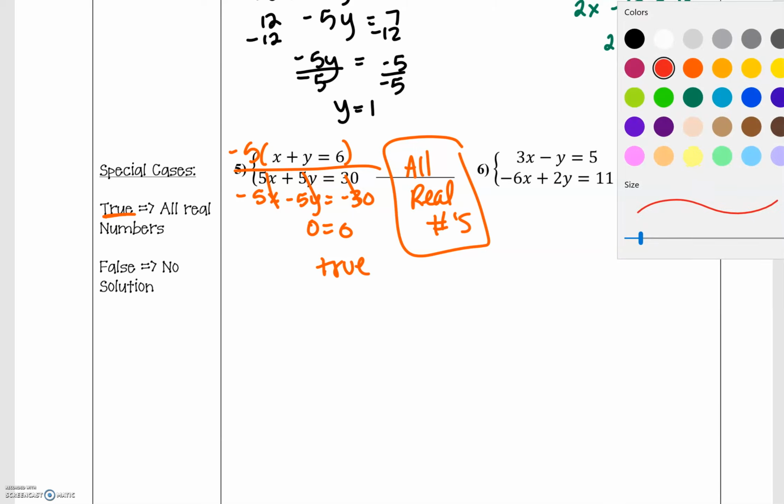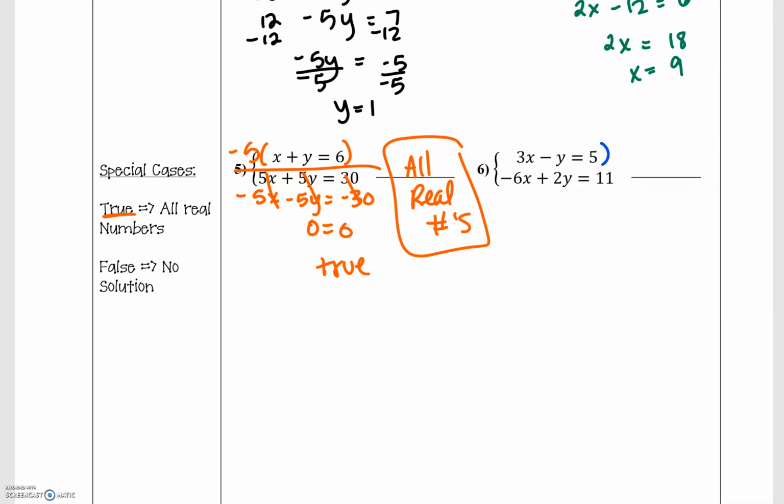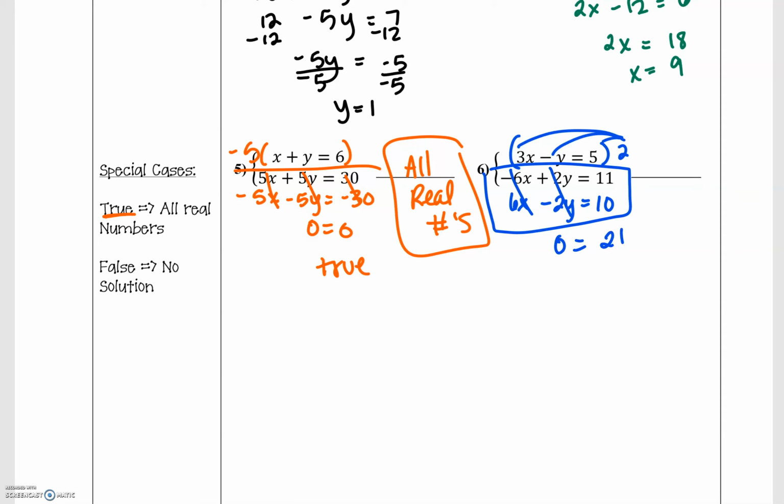Then on this next one, I'm going to go ahead and multiply this by 2 because we have a 3 and a negative 6, and so we just need to multiply that by 2 to get it to become a positive 6. So that's positive 6, that's negative 2y, and then that's a 10. So looking at these two equations, that cancels, so this is 0 on the left, but this is 21. That is false, which means no solutions are going to work. So we can have some unique cases, and that's what these two are showing you when things cancel.